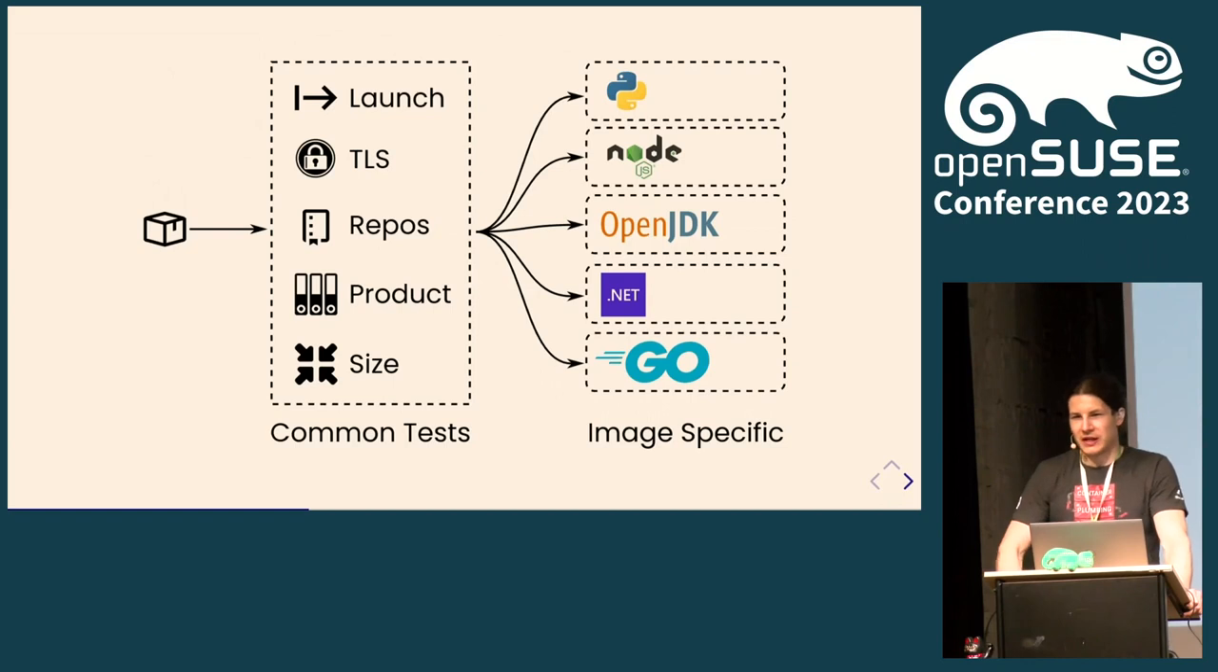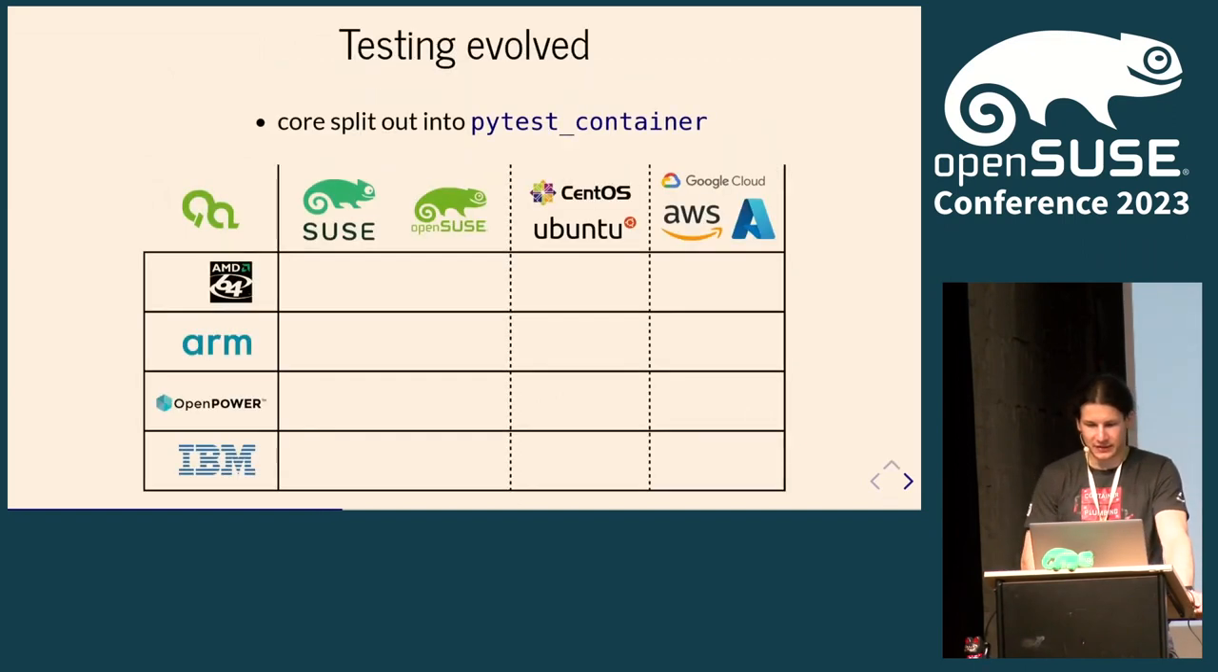And then we also have a bunch of tests for each image. So for most of the language stacks, we just grab a few popular repositories, try to build them, and see if that still works. Okay, we had that part.